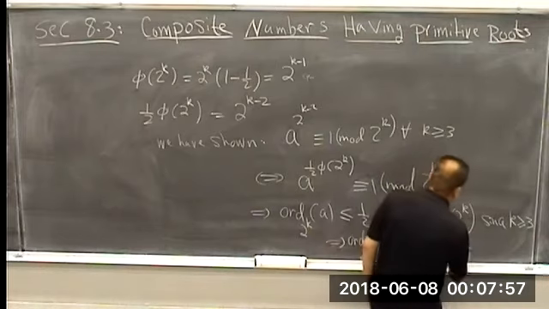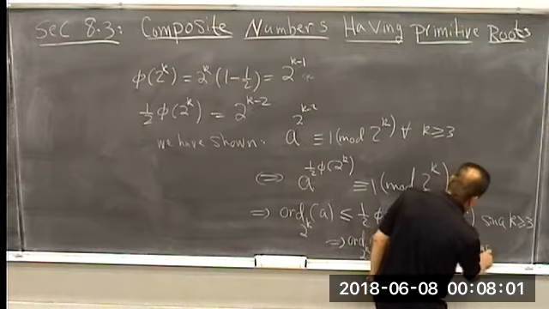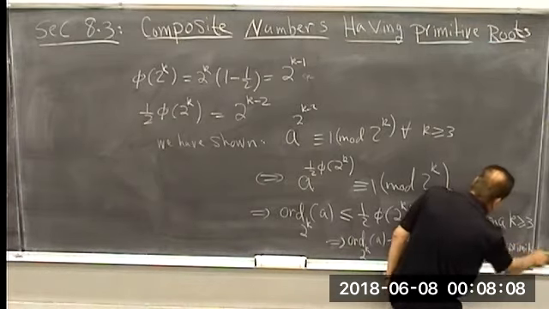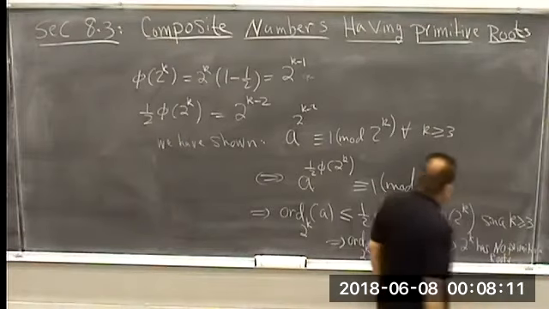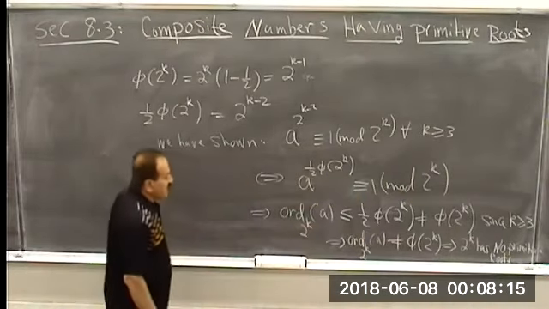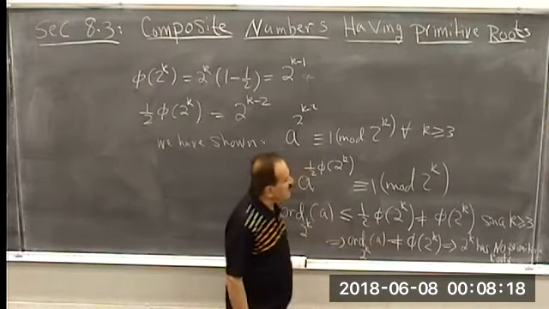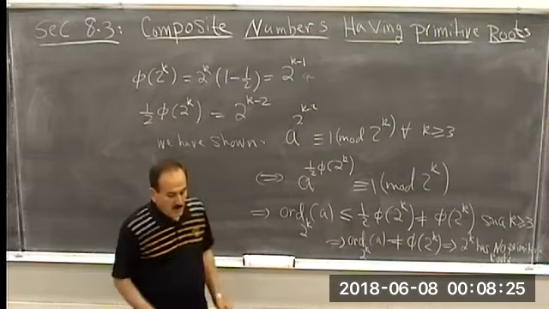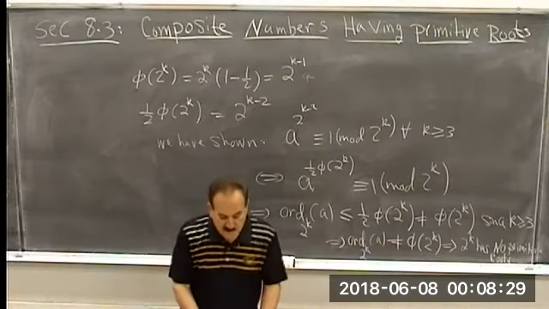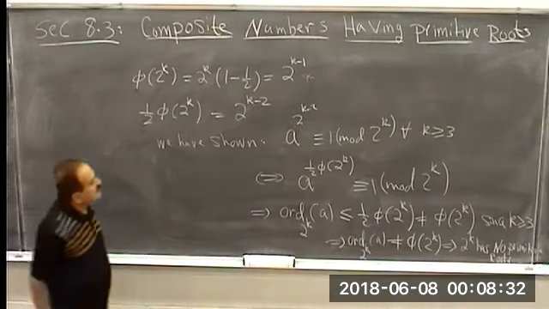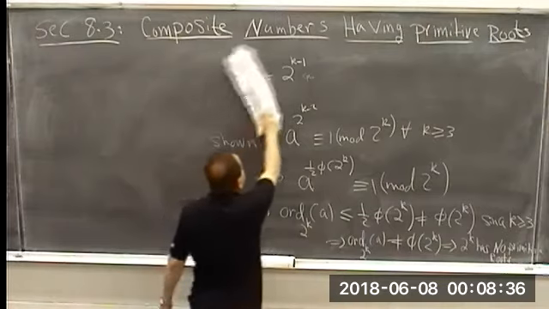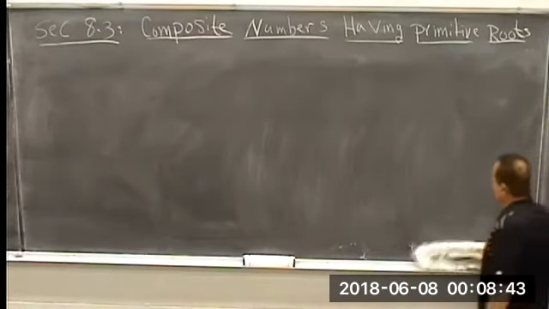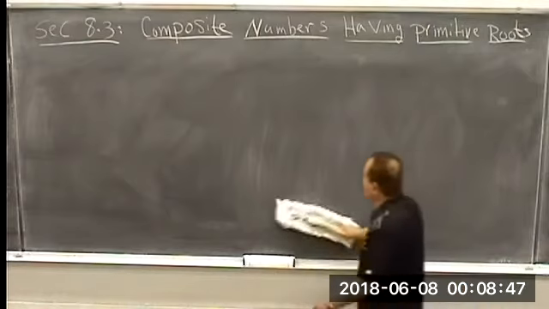So this makes 2 to the k have no primitive roots, because a was an arbitrary integer, and the order of it is not equal to phi of 2 to the k, so it cannot be a primitive root. All right. Now let's look at the second type of composite numbers. They also don't have primitive roots. So this is the first type, which is powers of 2.